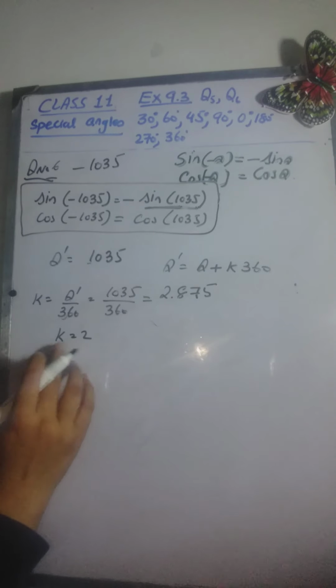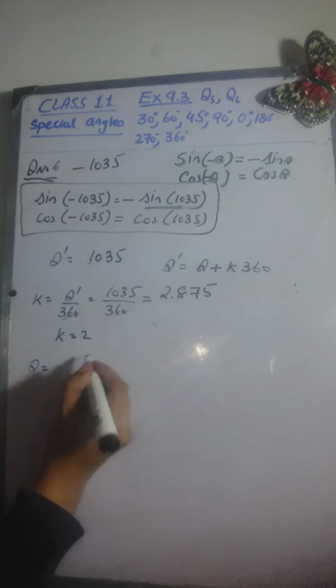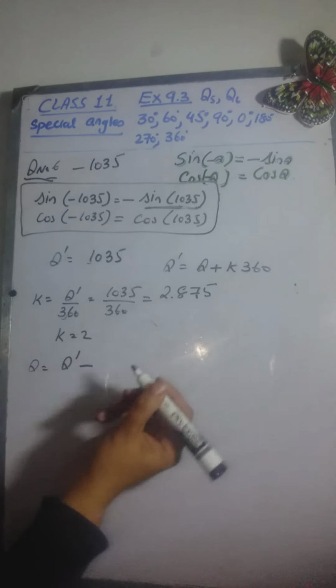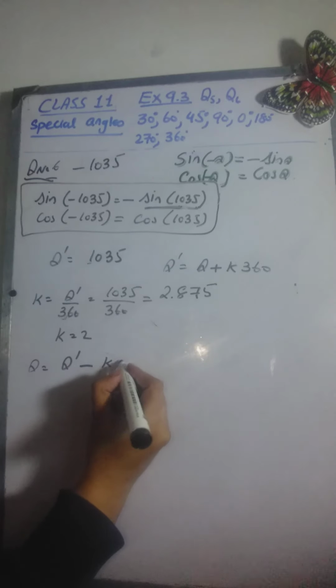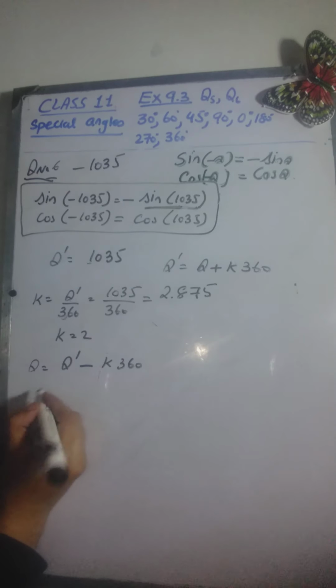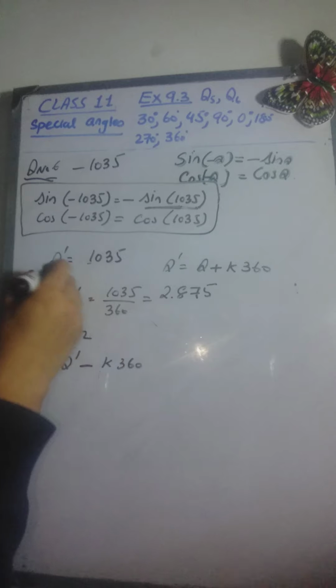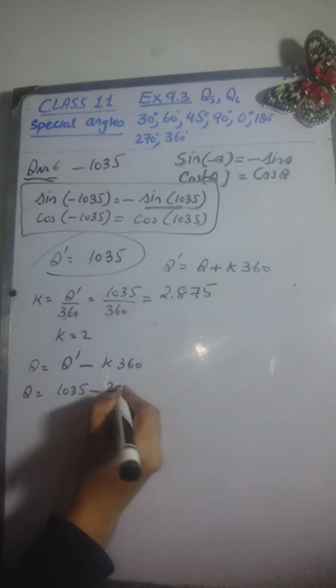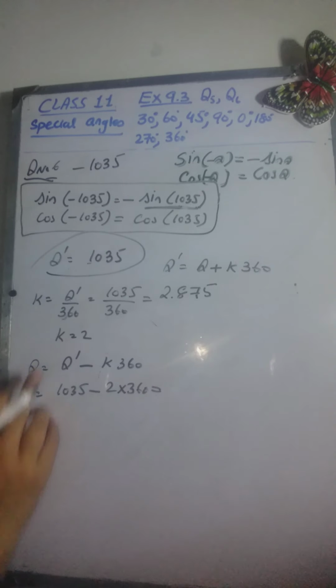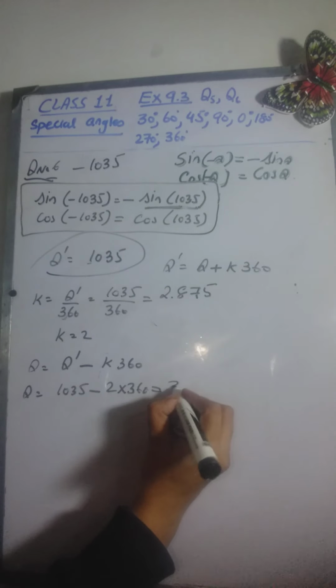Let us try k equal to 2. Theta will be theta dash minus k times 360. If we take k equals 2, what will be theta? Theta dash is the angle that we are trying to find, 1035 minus, if k is taken to be 2. Let us see whether we get one of these angles or not. If you subtract, 1035 minus 2 times 360, it is equal to 315.